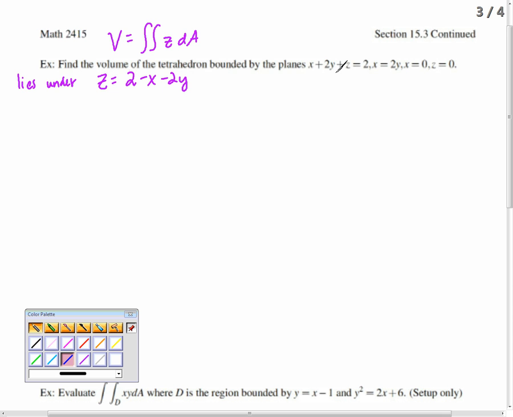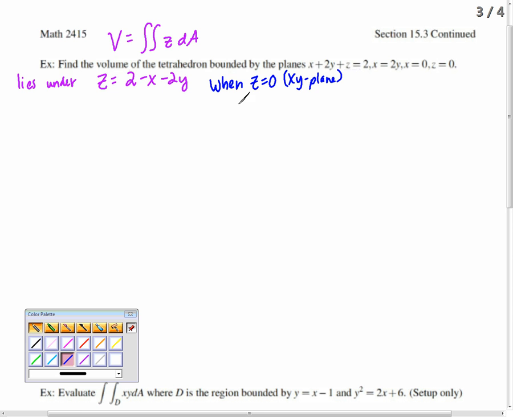Okay, let's just look at when z is 0. Let me do this again. Let me do it bigger. Well, I'm intersecting this and this. When z equals 0, that is the xy plane, right? I'm looking at the floor.